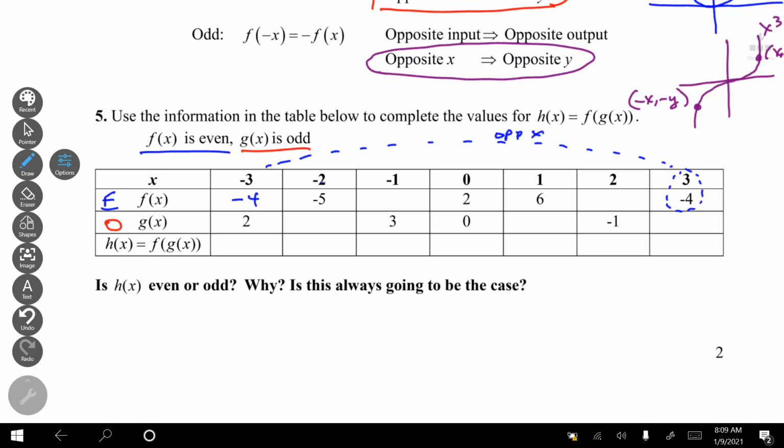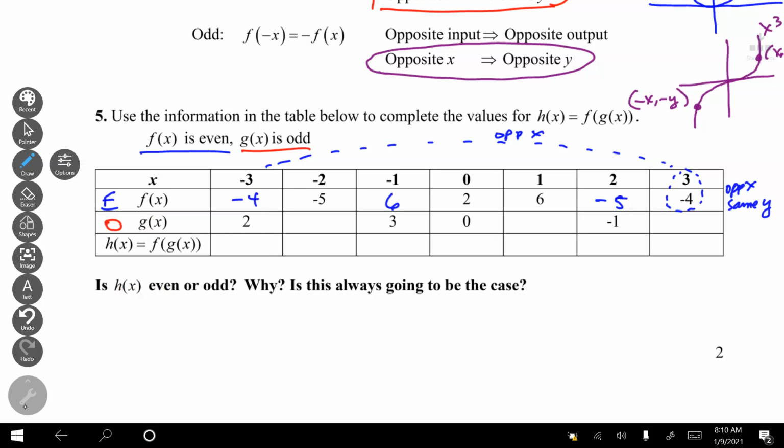Okay, the same thing here. When x is negative 2, y is negative 5, so when I go from negative 2 and make it the opposite, positive 2, I have to have the same y value that I had before. This is negative 5. And then when x is 1, y is 6, so when x is negative 1, y is also positive 6. So if you notice, I have opposite x's, same y values.